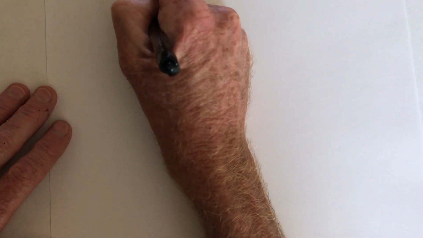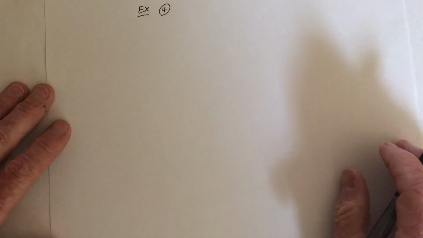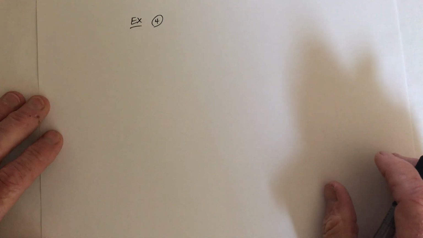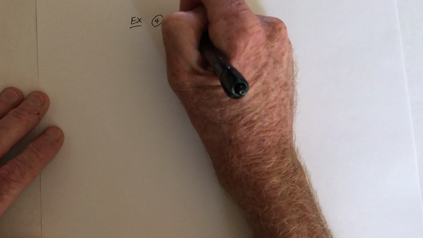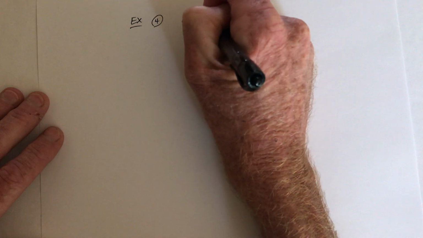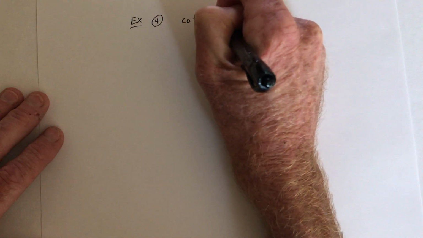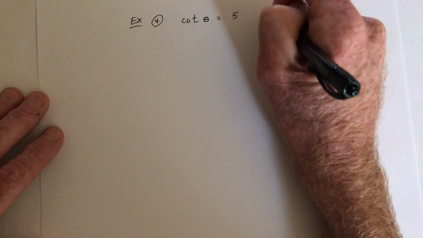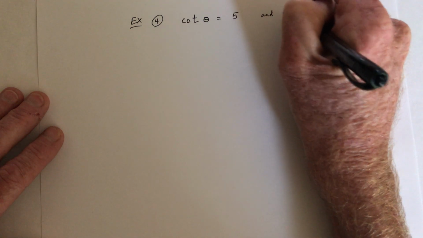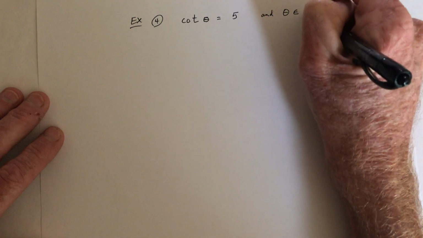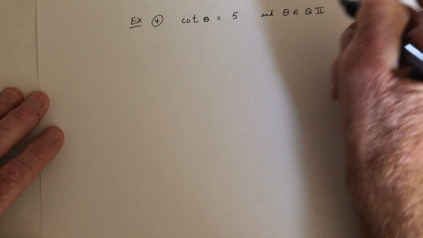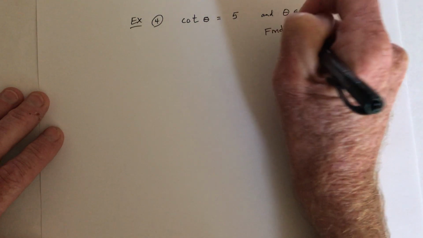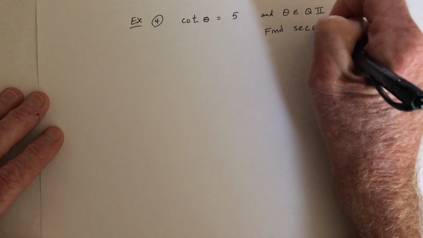Okay, just one more. So for example number 4 on here, this is sort of like number 6 on the problem set. Suppose that cotangent of theta is equal to negative 5, and theta is in quadrant 2. Then find secant of theta.